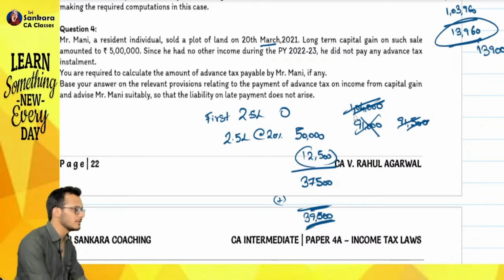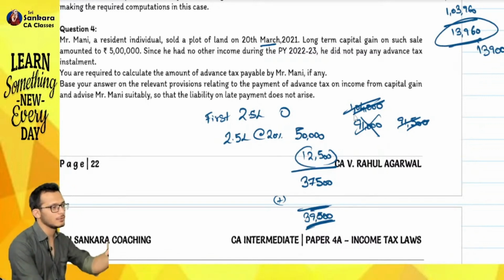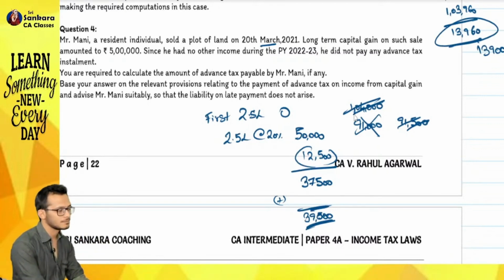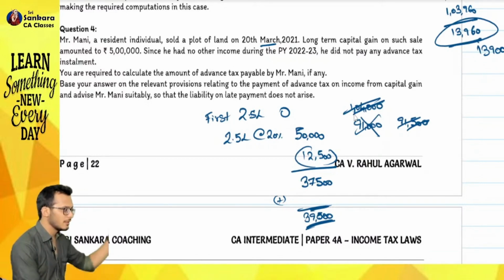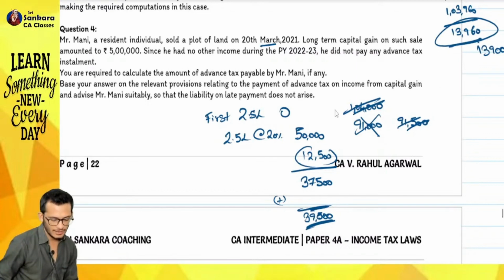If he makes it after 31st March, 234C will not apply, but 234B will apply at the rate of 1%. Clear? The next answer is not important. The tax rate is important. Careful.